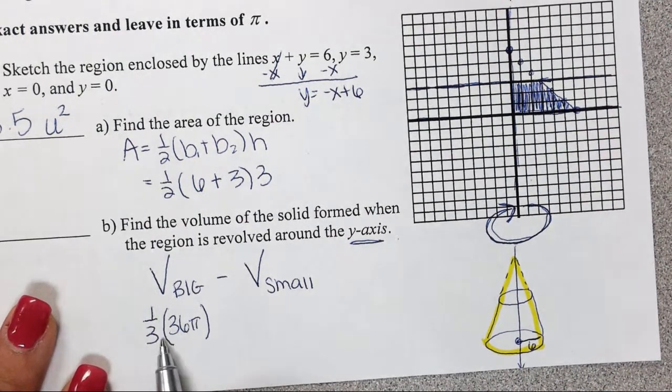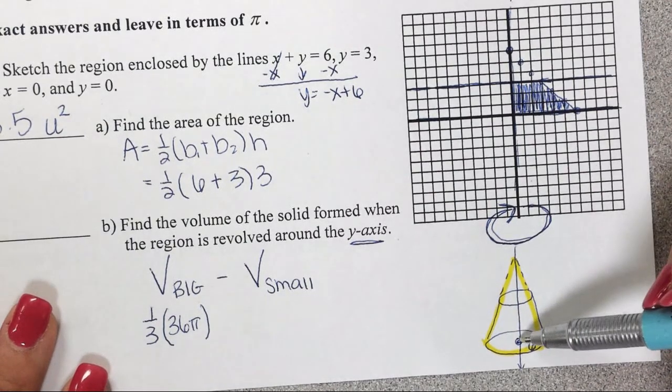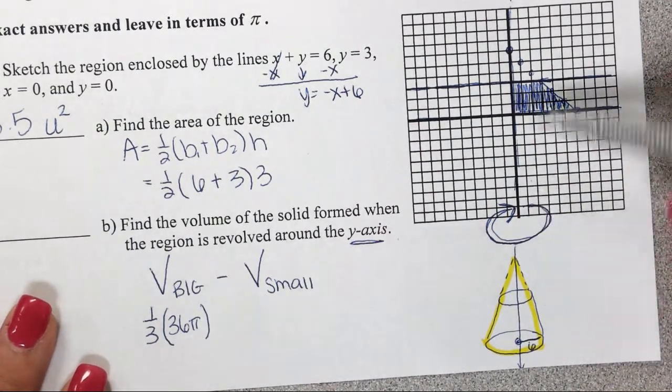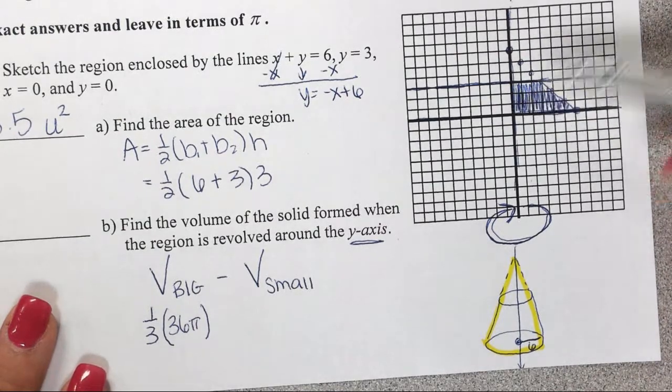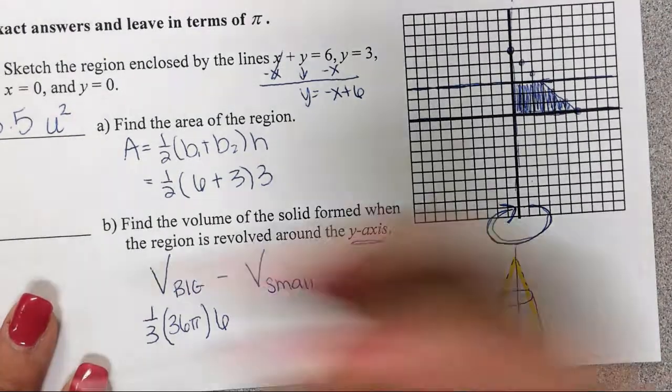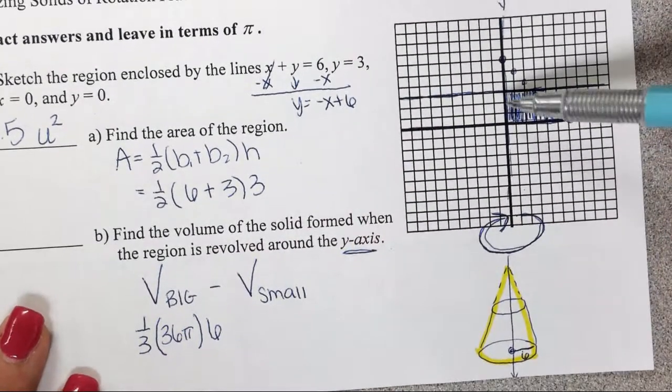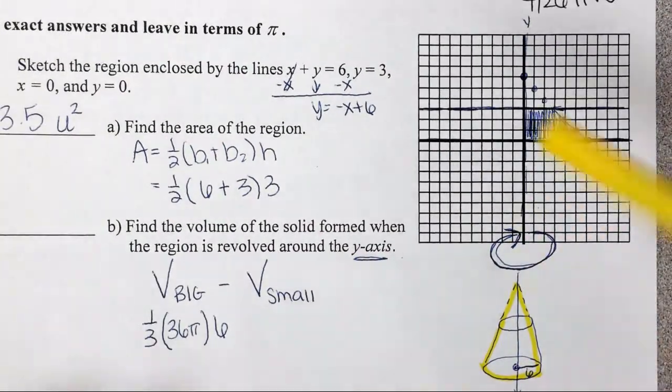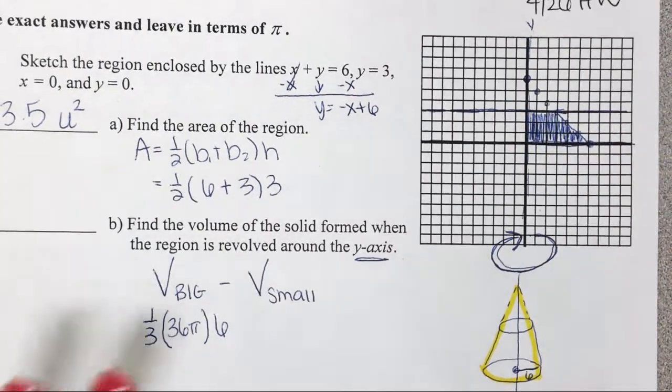What's my height? Because it's 1/3 big BH. What's my height of the cone? Be careful. The big cone starts right here. It would be 6. Okay. So let me say that again. The big cone includes that up there. Now, which one's my small cone?